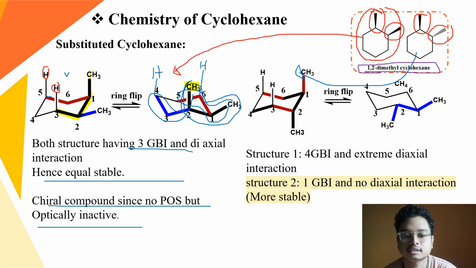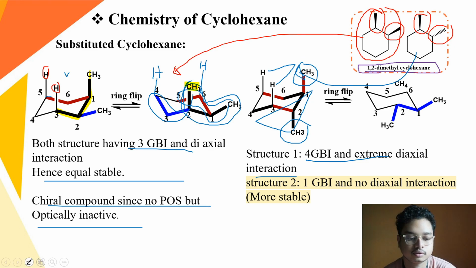If we look at the trans compound, in the normal scenario both CH3 are trans to each other, and both also have diaxial interaction. This particular CH3 will also face diaxial interaction, as well as there are four Gauche butane interactions present here. Okay, so 1, 2, 3, 4. Just let me show you where the four Gauche butane interactions are. 1, 2, 3, 4. This is one Gauche butane interaction. Similarly, 1, 2, 3, 4. This is another Gauche butane interaction. This is for these two CH3. Similarly, for these two CH3, there are two Gauche butane interactions.